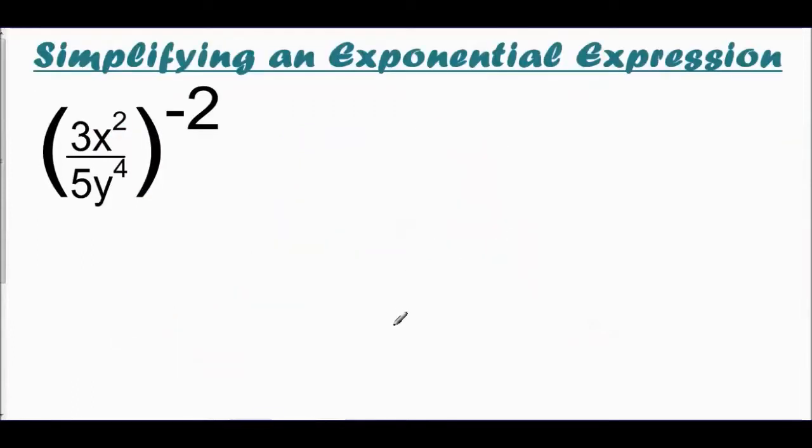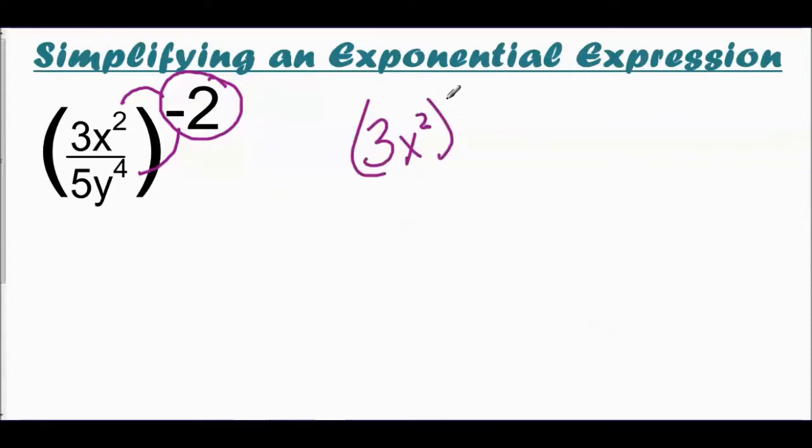Now let's try this one. I have an exponential expression. That negative second power is going to be applied to the top and to the bottom. So on top, that is 3x squared. That whole numerator is raised to the negative second power over 5y to the 4th raised to the negative second power.